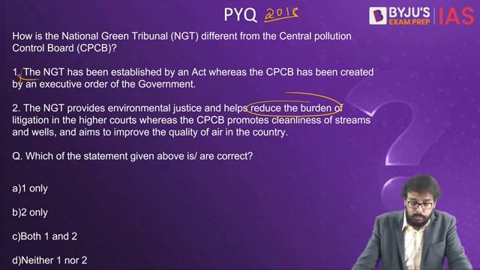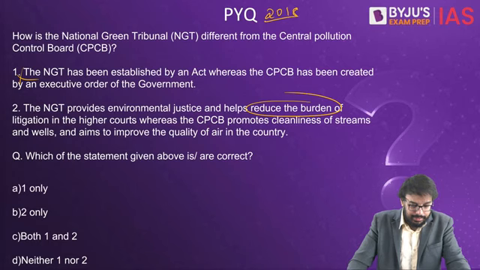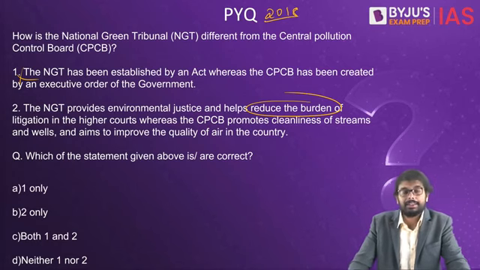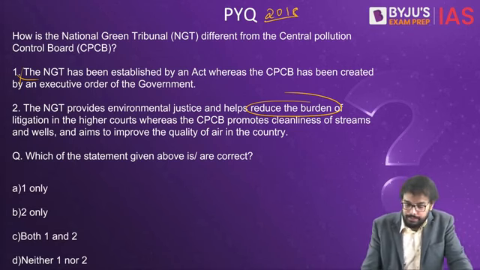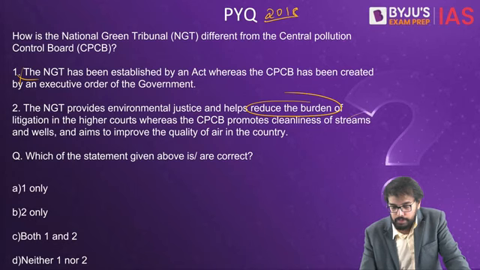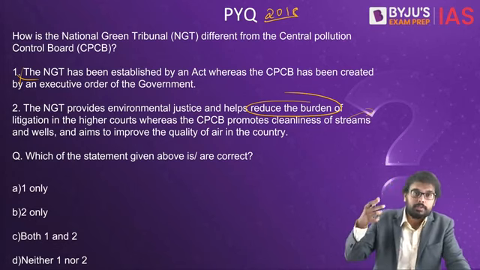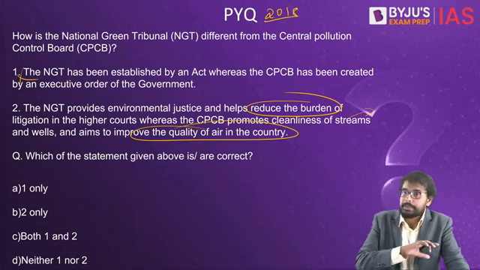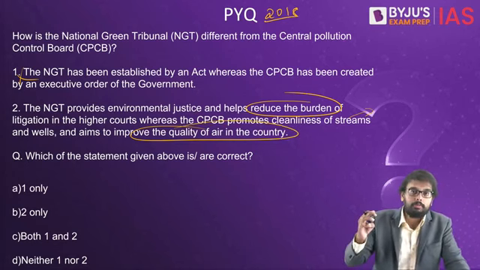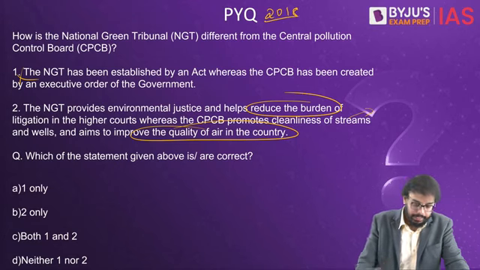And CPCB promotes the cleanliness of streams, wells, and aims to improve the quality of air. That's the ultimate aim of CPCB. That's the reason why CPCB is established, in order to promote cleanliness of streams, wells, that is your water, that is maintaining the good standard of water, as well as improving the quality of air. So CPCB deals with maintaining good water quality as well as air quality.